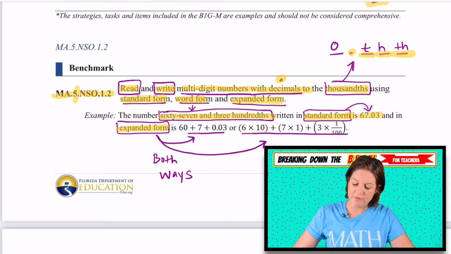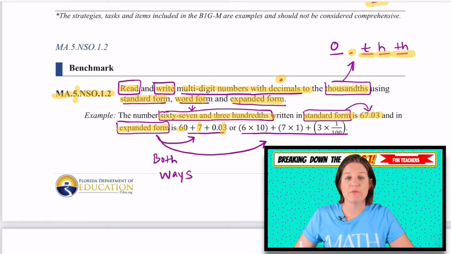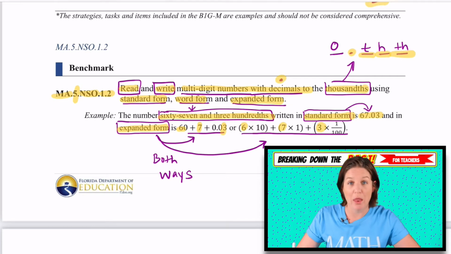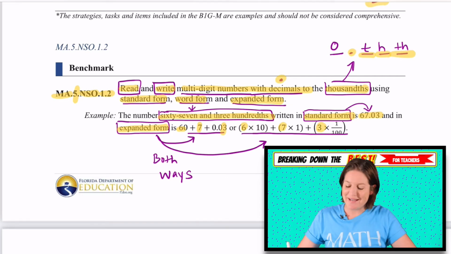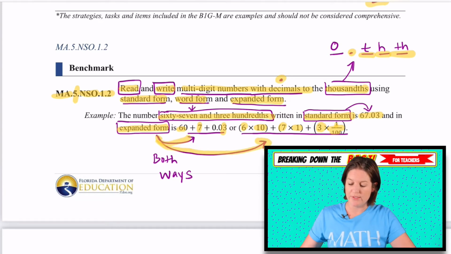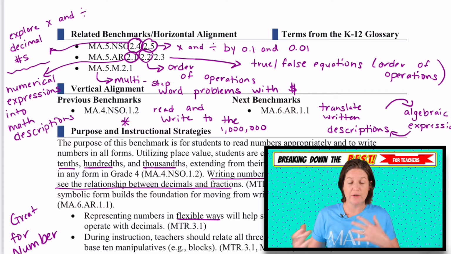We could just take the value of each digit. The 6 has a value of 60, the 7 has a value of 7, and the 3 has a value of 3/100ths. Or taking each of the digits and multiplying it by the place that it's in. So the 6 is in the tens place, the 7 is in the ones place, and the 3 is in the hundredths place. And students will be required to know how to write it both ways in expanded form.